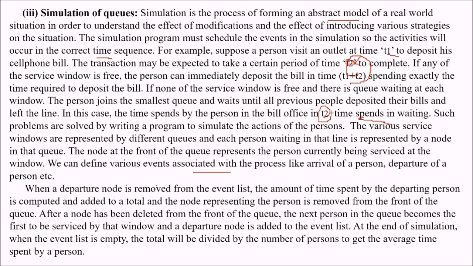When a departure node is removed from the event list, the amount of time spent by the departing person is computed and added to the total, and the node representing the person is removed from the front of the queue. After a node has been deleted from the front of the queue, the next person in the queue becomes the first to be serviced by the window, and the departure node is added to the event list. At the end of the simulation, when the event list is empty, the total is divided by the number of persons to get the average time spent by a person.